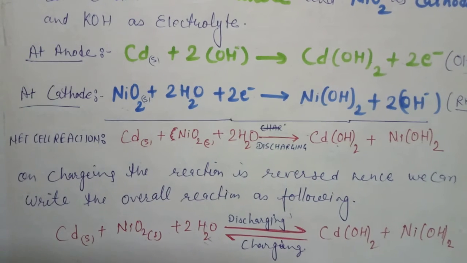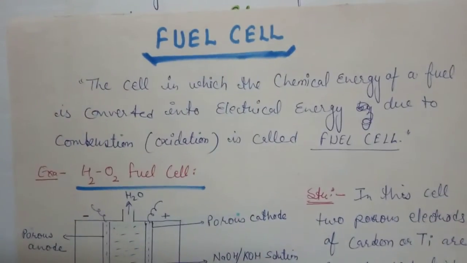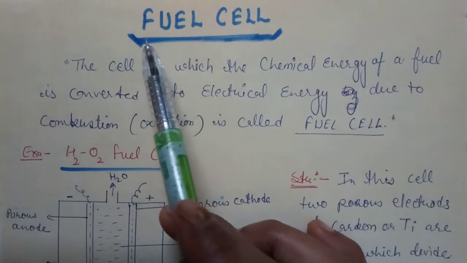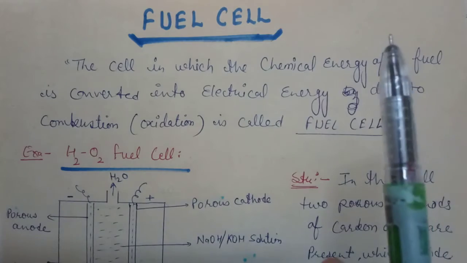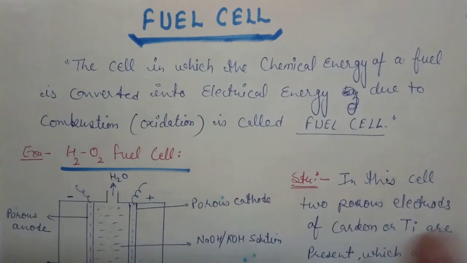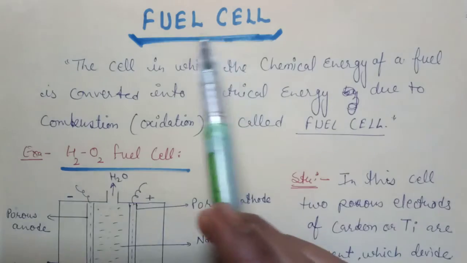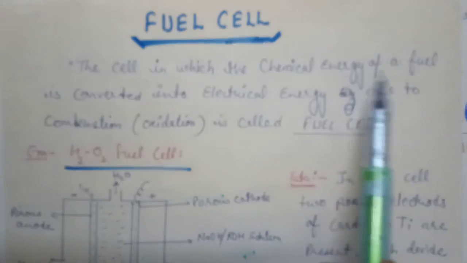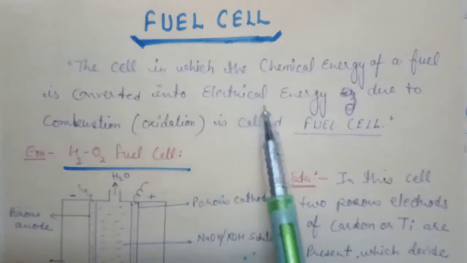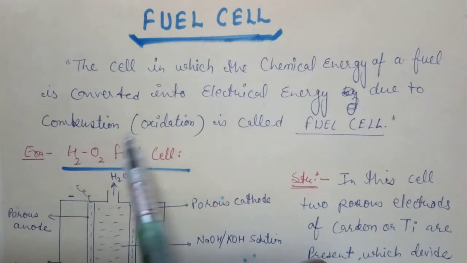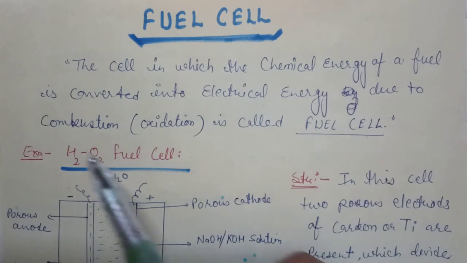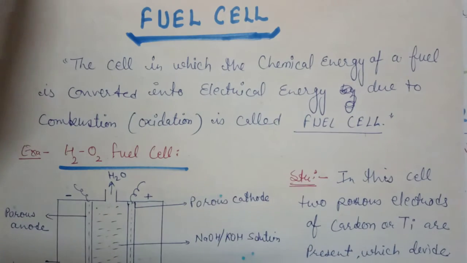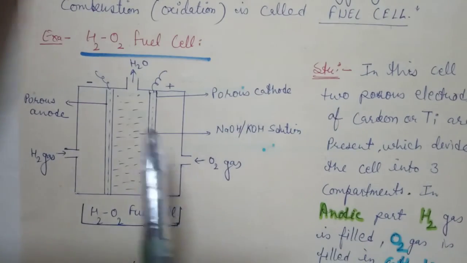One more type of cell is also present, known as fuel cells. These are based on fuel. Fuel means the matter which gives us energy by combustion or by oxidation. So we get some cells in which the chemical energy of fuel is converted into electrical energy due to combustion or oxidation. These are fuel cells. We are taking the example of the H2-O2 fuel cell.